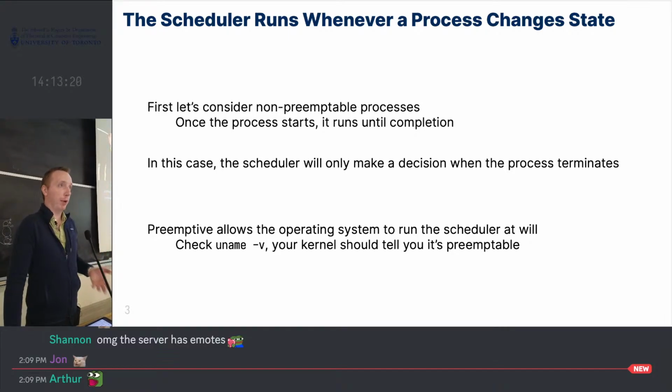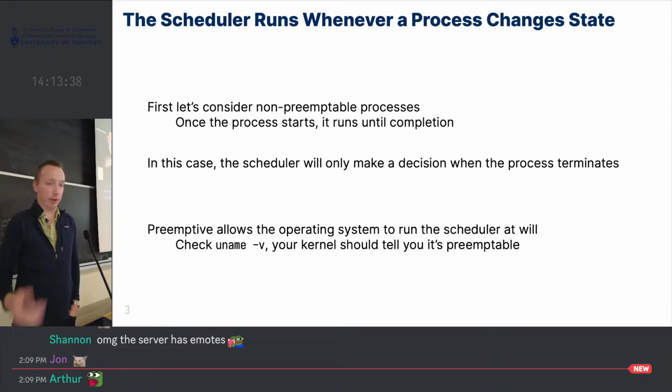If you have a preemptive kernel, it allows the operating system to run the scheduler at will. If you use that uname command again, with -v, it gives you a whole bunch of information. One of the things it will give you is PREEMPT. So it will say, hey, I preempt processes and they don't get to decide.